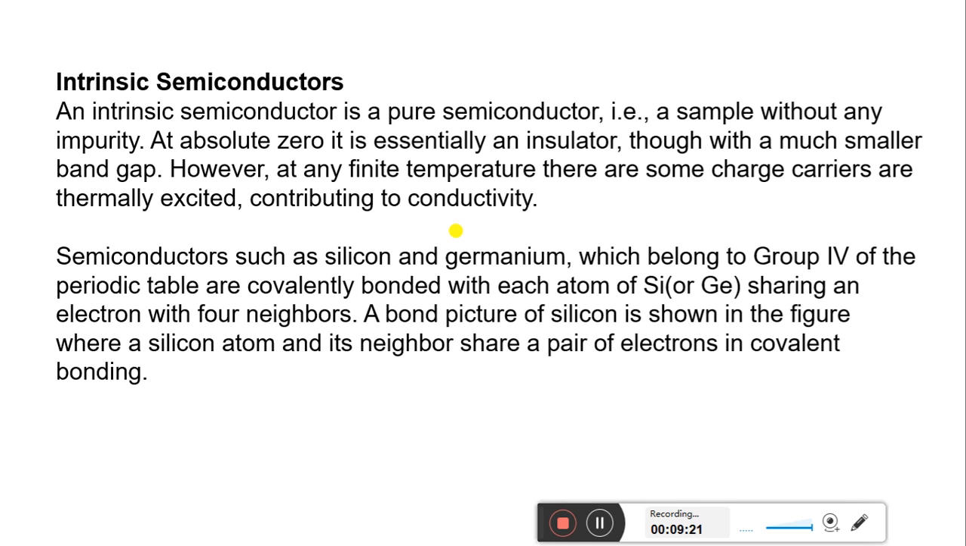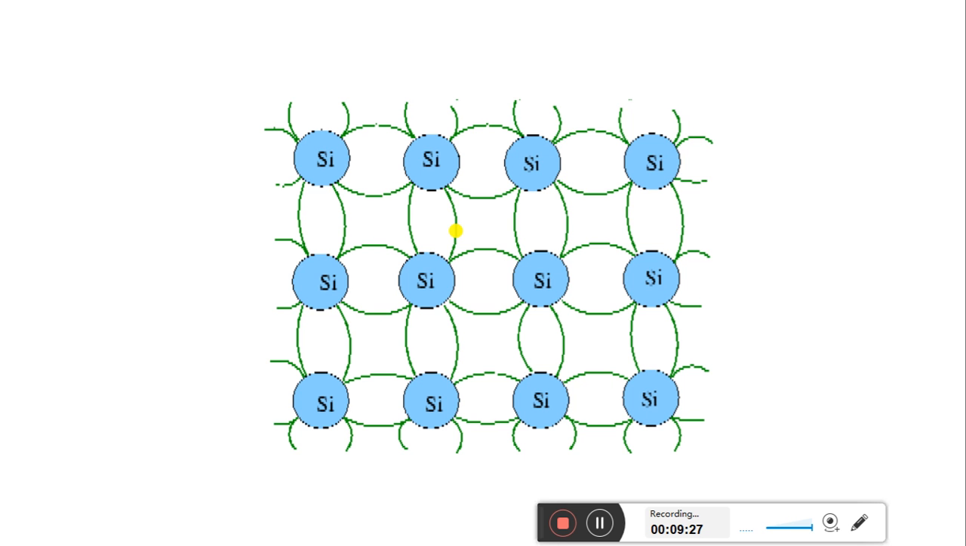A diagram of a covalently bonded intrinsic semiconductor with silicon is shown here. This is the picture of an intrinsic semiconductor having silicon atoms. They are bonded with each other. That's why they don't have any free electrons available for conductivity. That's why they are called intrinsic semiconductors.